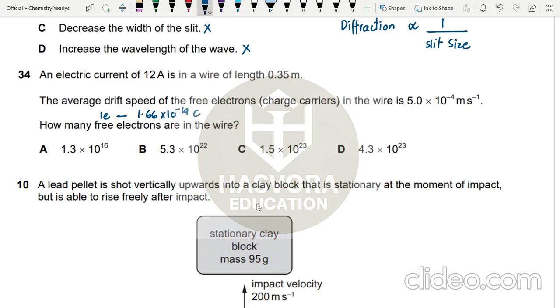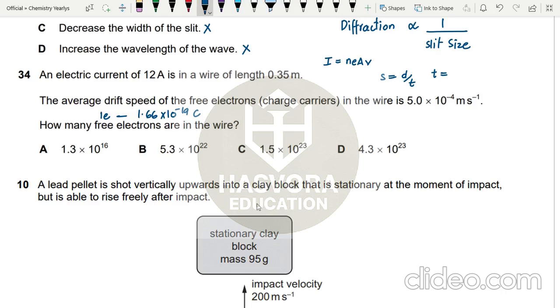So they have given you, let's try to solve this. What can we do actually? If we just try to use the formula I = nAvq, they have not given you the number of charges, nor the cross-sectional area that you can use. So what we are going to do is simply take out the time. We know that speed is equal to distance divided by time. Now we can take out time equal to distance divided by speed.